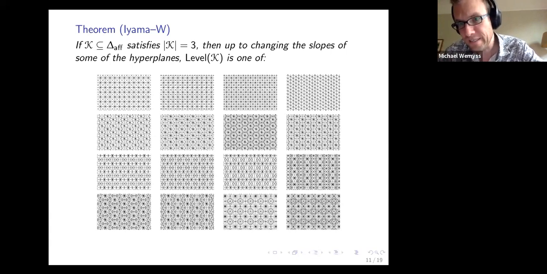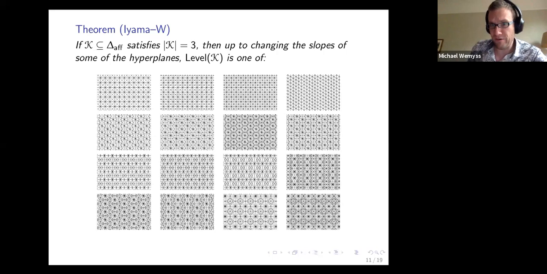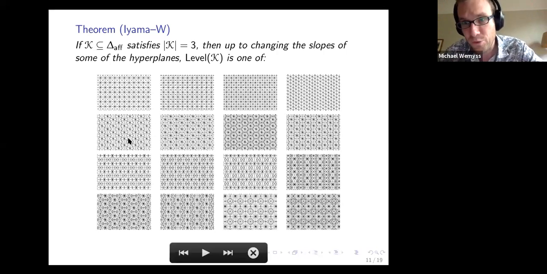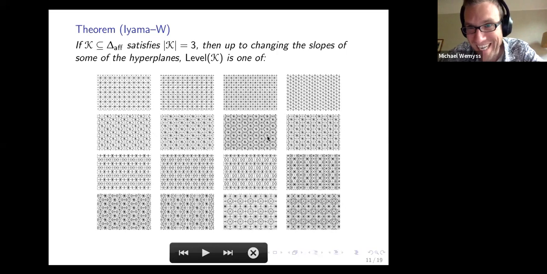The second thing to point out is that 3 of them are already known. This one here is called affine B2. This one here is called affine A2. And this one here is called affine G2. So even if you're really into these Dynkin type things, there are still 12 new things on this slide that haven't appeared before. This is one of my favorite results I've ever seen. It's just visually very beautiful.